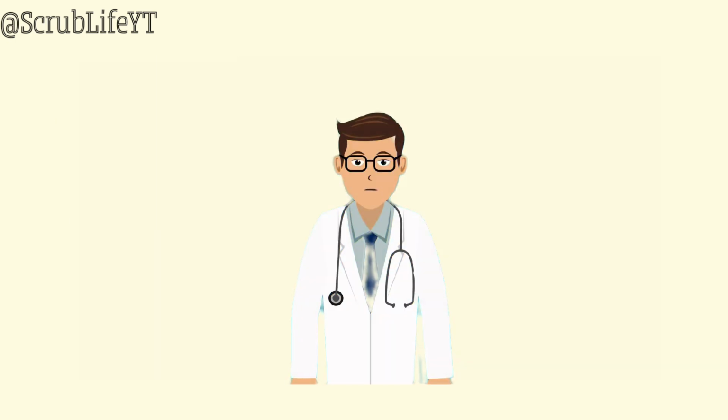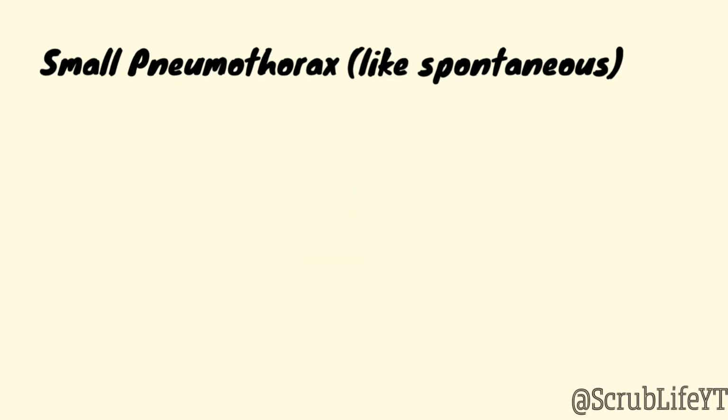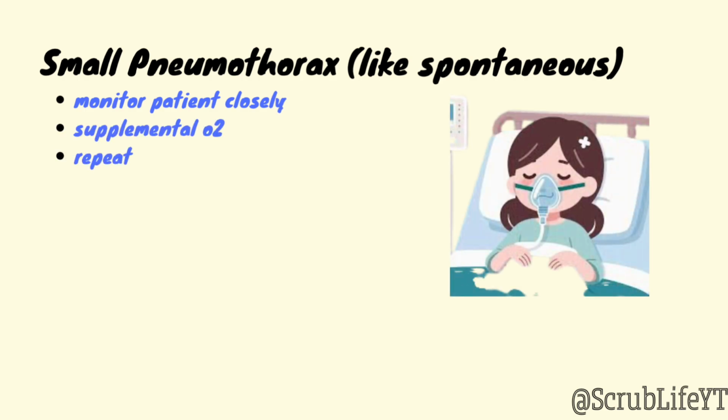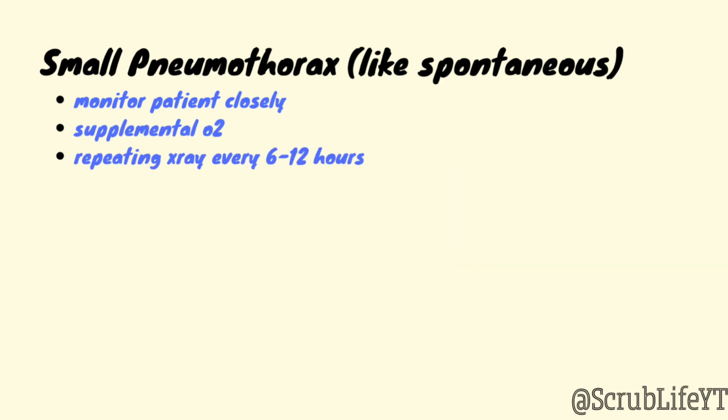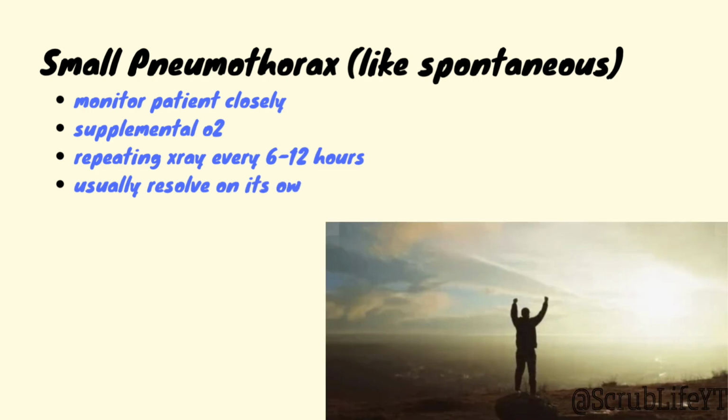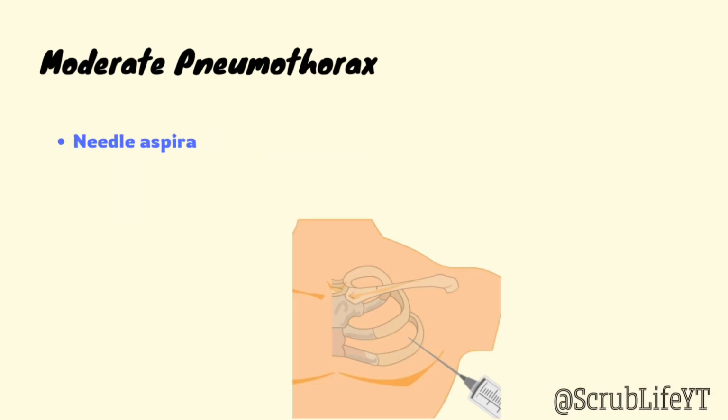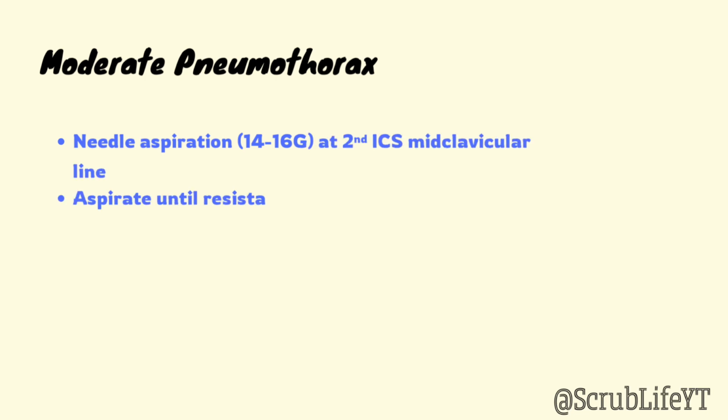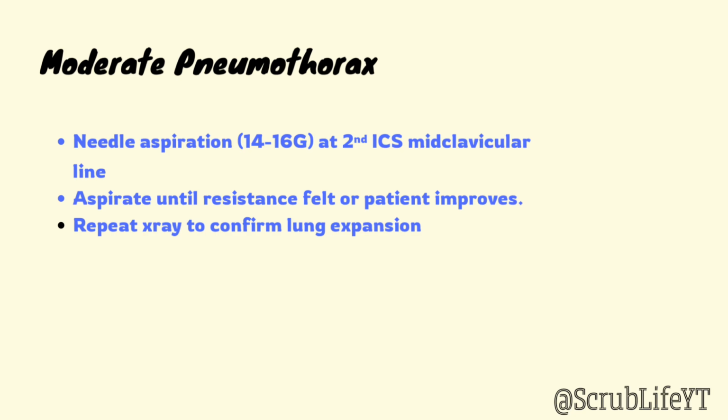Now we will discuss the medical management. For small pneumothorax, especially spontaneous, monitor the patient closely. Provide supplemental oxygen, and repeat X-ray every 6 to 12 hours. It usually resolves on its own in a few days. For moderate pneumothorax, needle aspiration is done with a 14 to 16 gauge needle, inserted in the second intercostal space at the mid-clavicular line. Air is aspirated until resistance is felt or the patient improves. X-ray is repeated to confirm lung expansion.